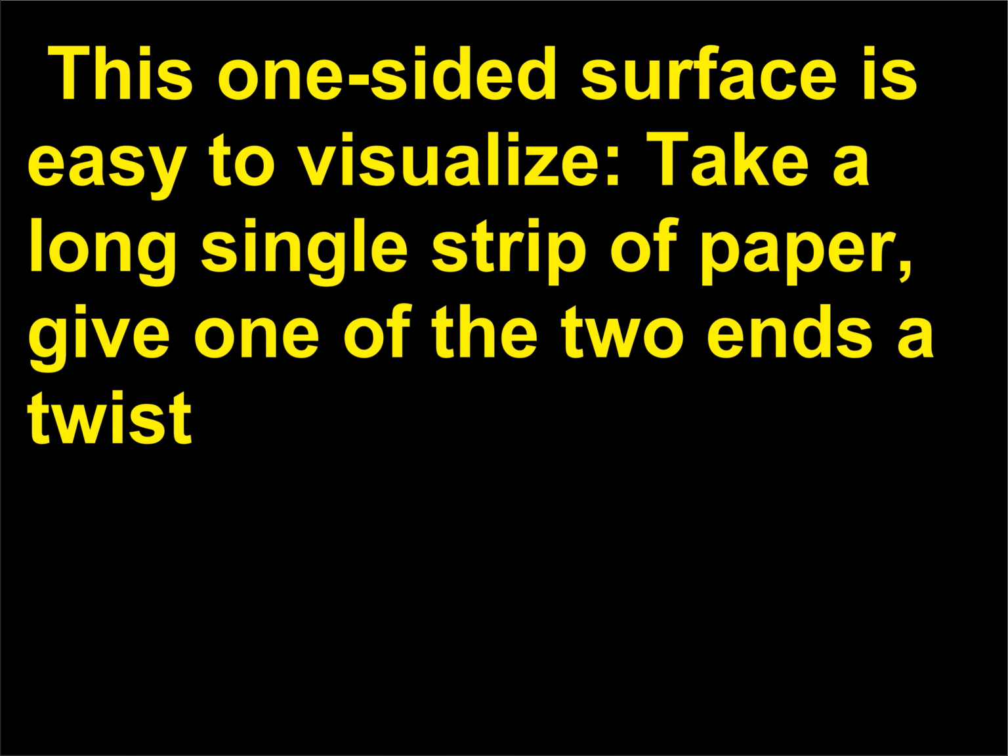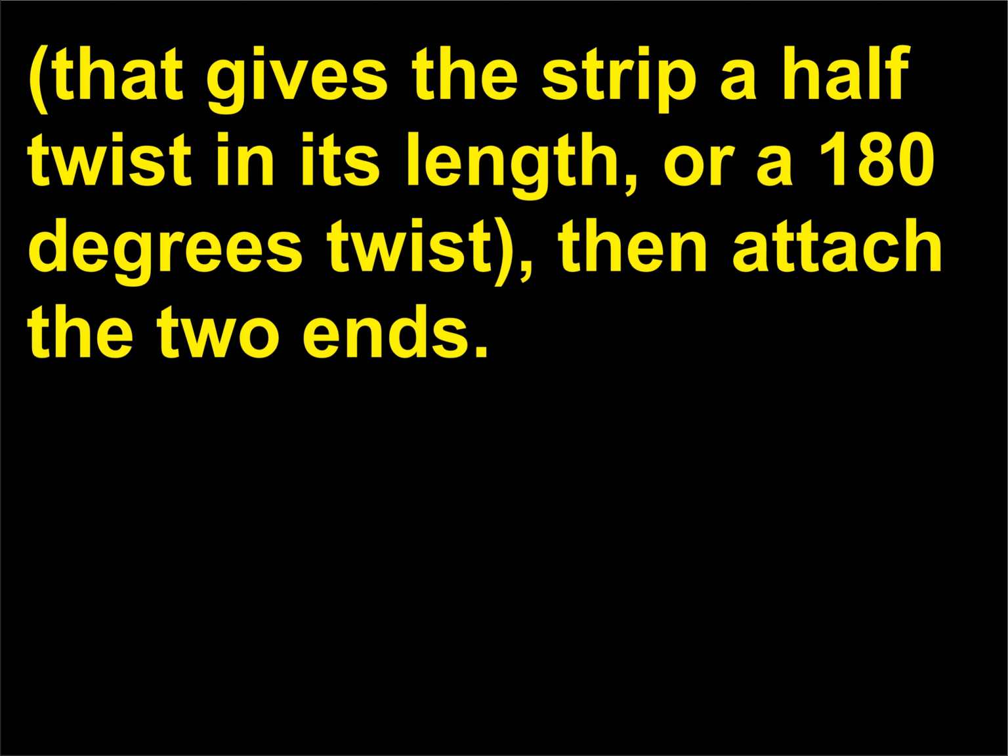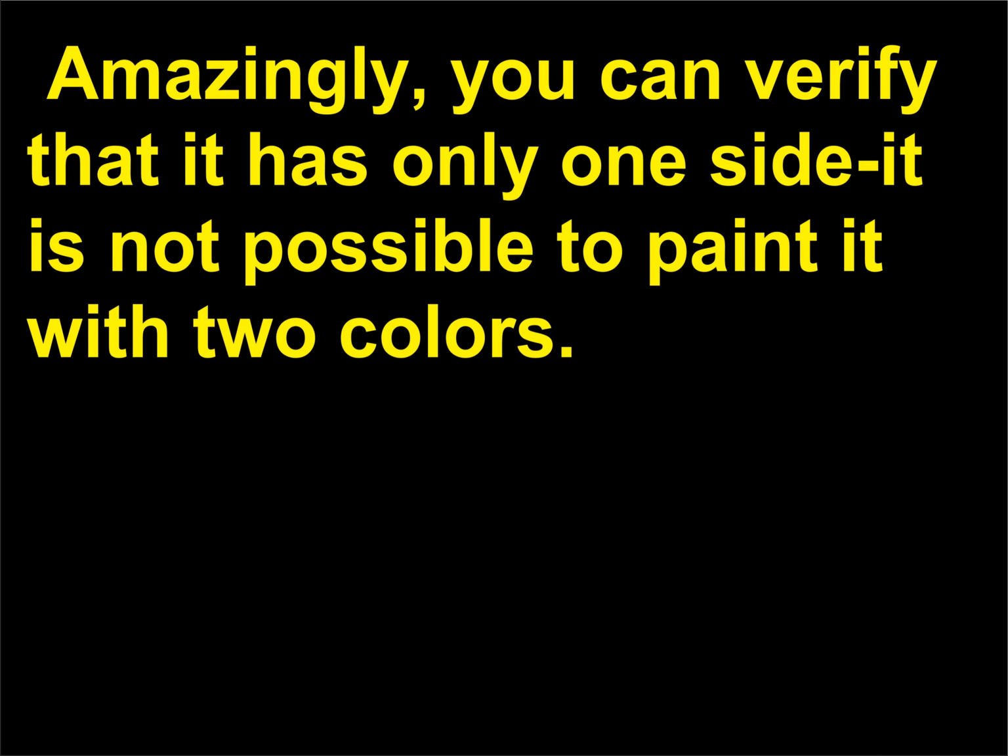This one-sided surface is easy to visualize. Take a long single strip of paper, give one of the two ends a twist. That gives the strip a half twist in its length, or a 180 degrees twist, then attach the two ends. Amazingly, you can verify that it has only one side. It is not possible to paint it with two colors.